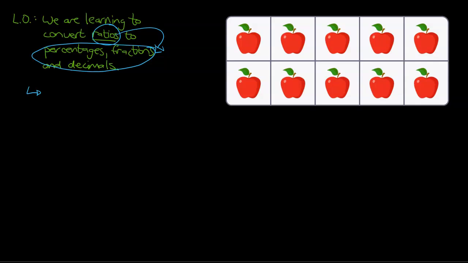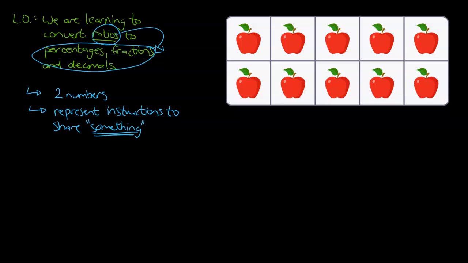And when I think of a ratio, I think of two numbers. And those two numbers represent instructions to share something. I'm just going to write something in quote marks. That something may be apples, because I've got some pictures up here. It may be money. It may be chocolates from Halloween. Whatever it might be, you've got a large group of the same thing, and you're looking to divide it up.